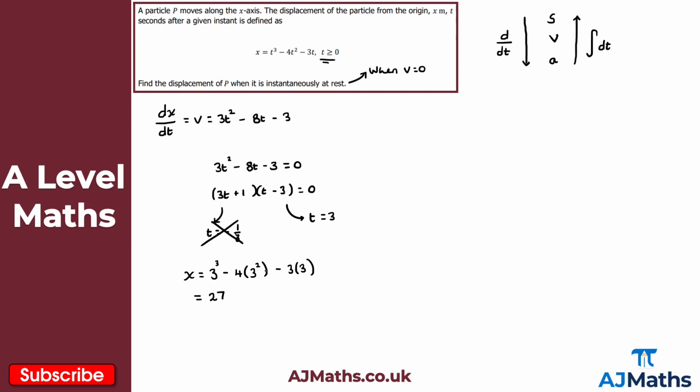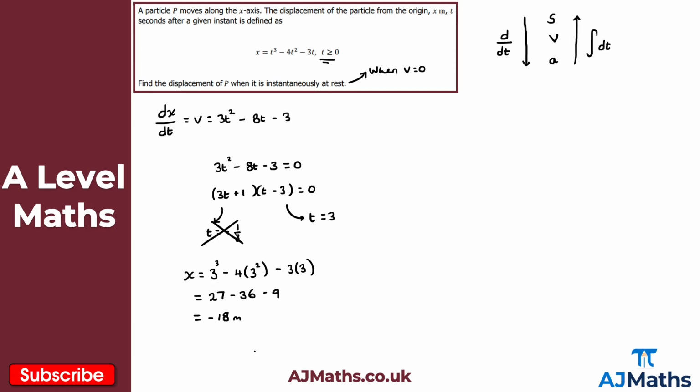3 squared is 9, so minus 4 times 9 is minus 36. And finally, minus 9 here. So what would I get here? Well, 27 minus 36, that's minus 9. Minus another 9 there, that gives me minus 18. Okay, so that's in meters, so that's minus 18 meters there.